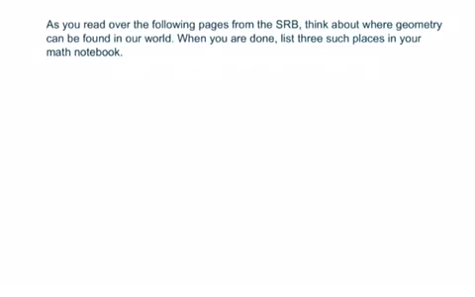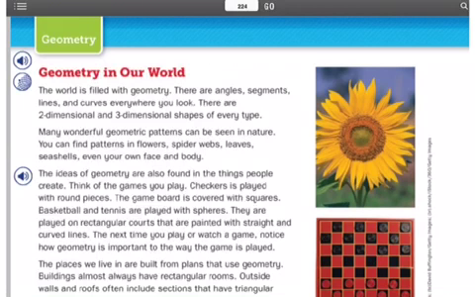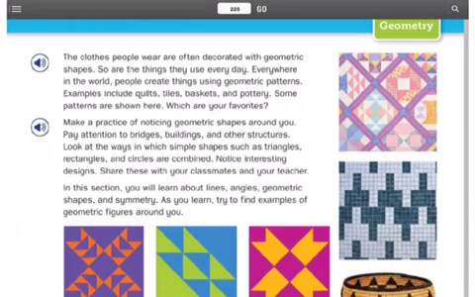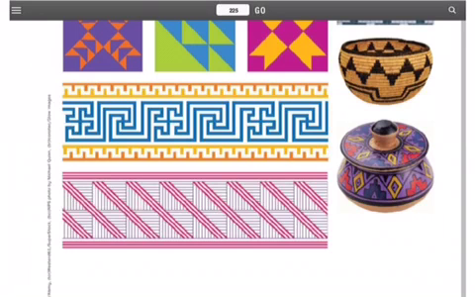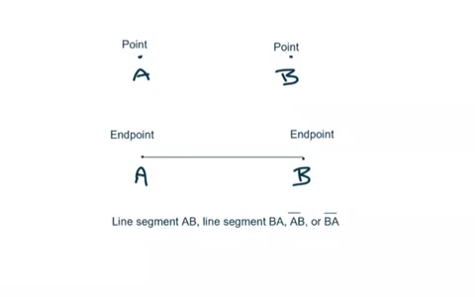When you're done with reading the 3 pages and you've thought about that, could you list 3 different places where you see geometry in your own world, in your math notebook? Write those down. Make sure, again, that's under the headline for today and the date. So here you go. Pause these so you can read them. Pretty cool stuff.